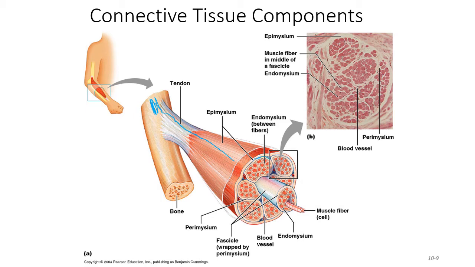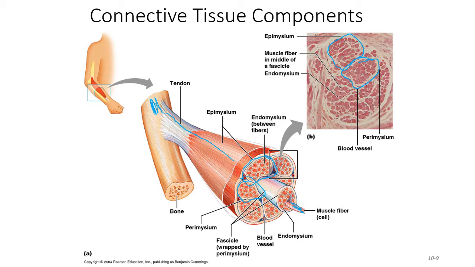creating the fascicles and surrounding those individual fascicles themselves. We have the perimysium, and so that creates that kind of separation in between chunks of muscle cells, and that then creates a place for each individual muscle cell or fiber to lie.